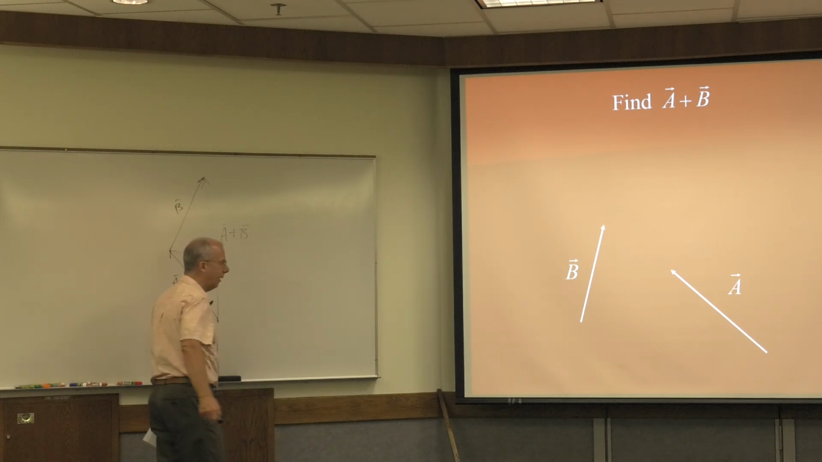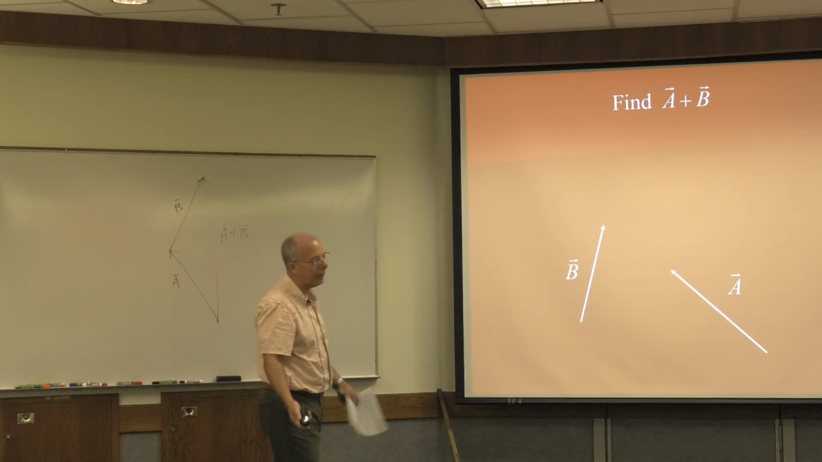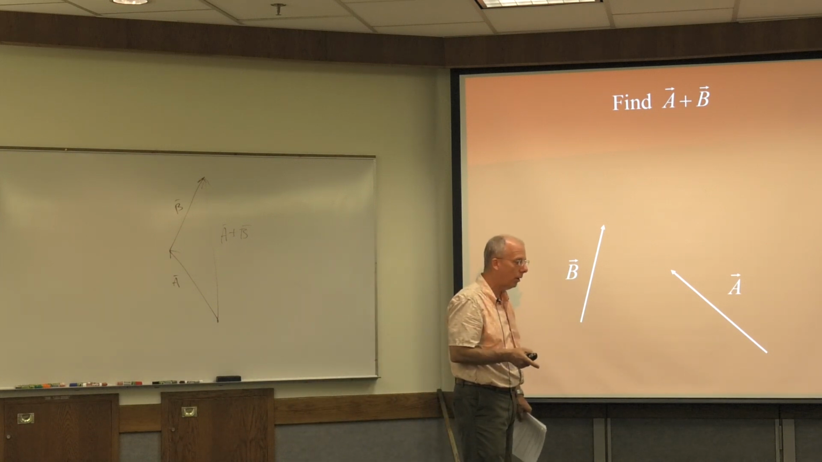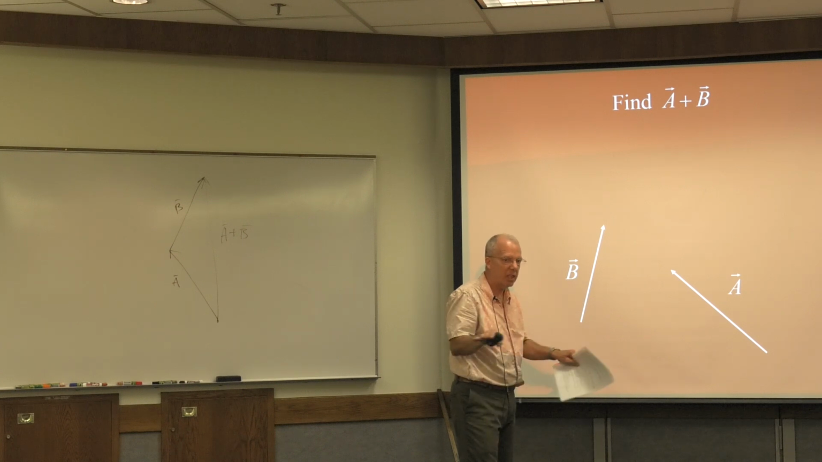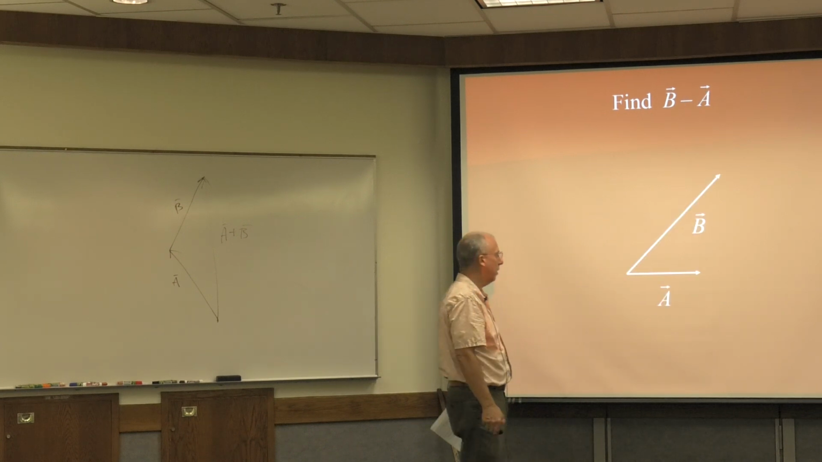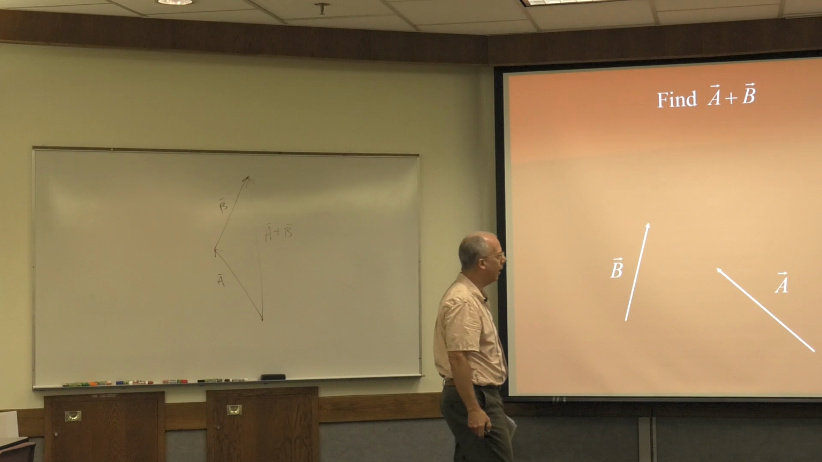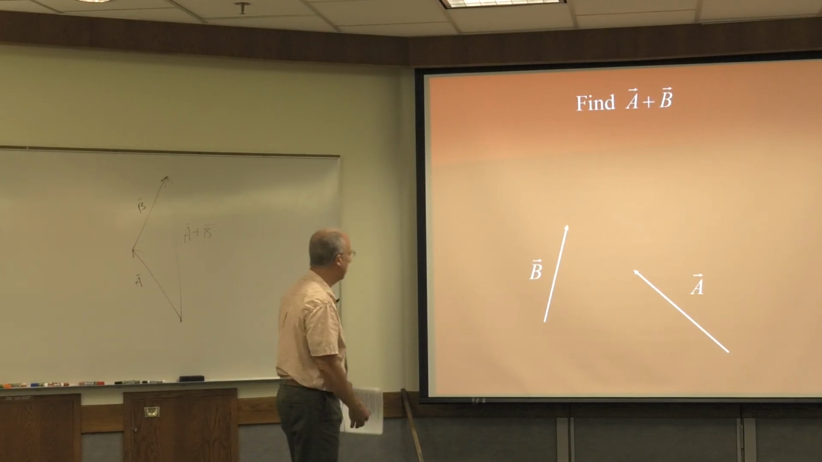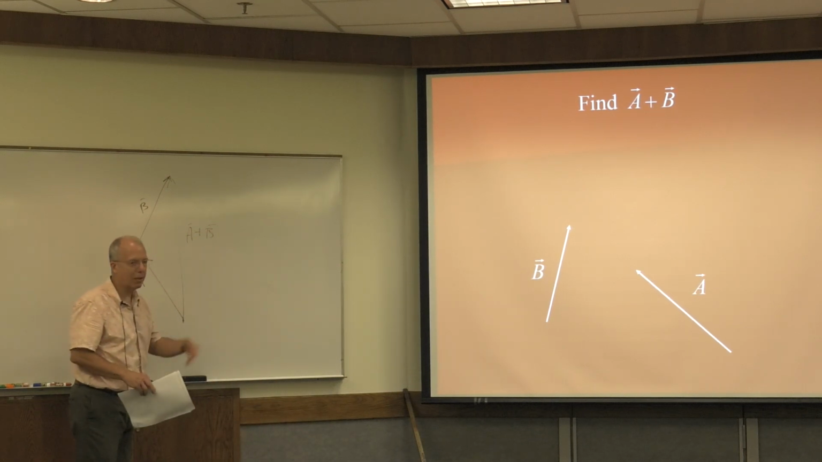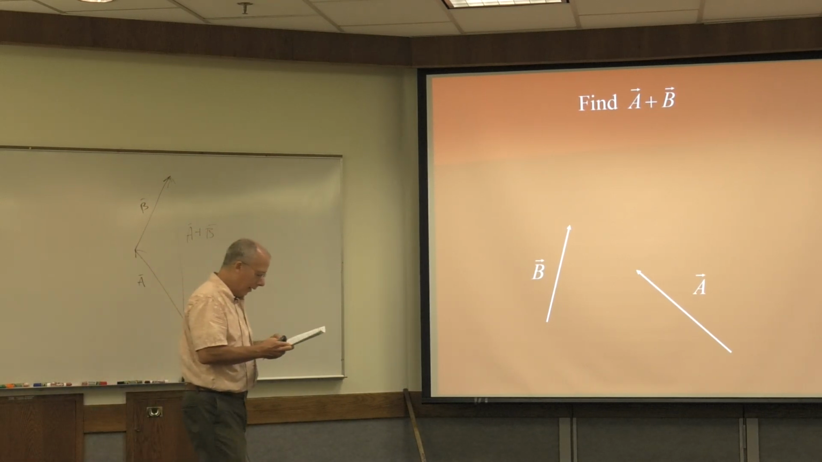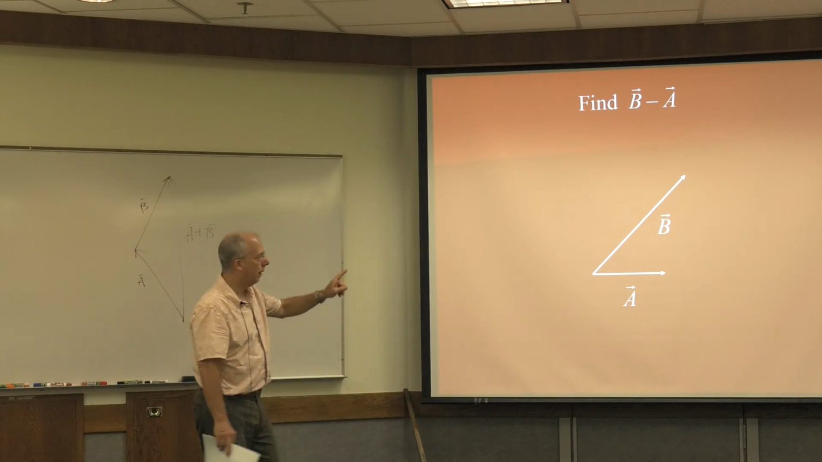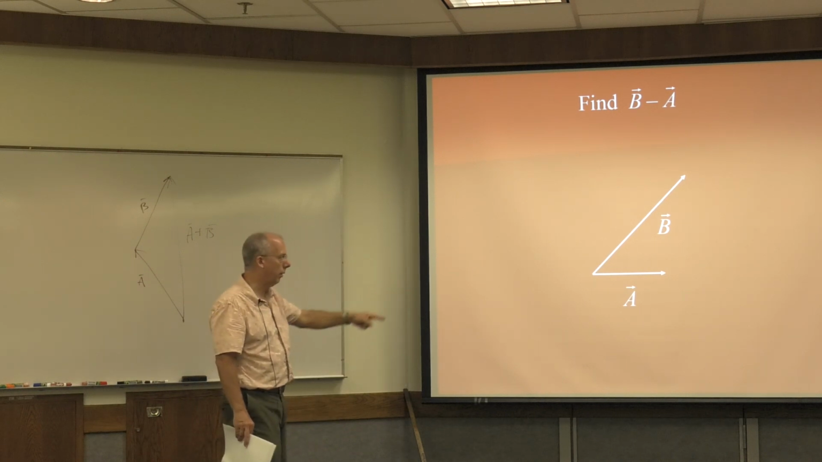What's the difference between this and this? Nothing. Because remember, a vector has magnitude and direction. Position is irrelevant. I don't care if it's there or there, right? It has the same magnitude, has the same direction, so it's the same answer. So I did that on purpose. Okay, let's see. Pause your video and do that one, please.